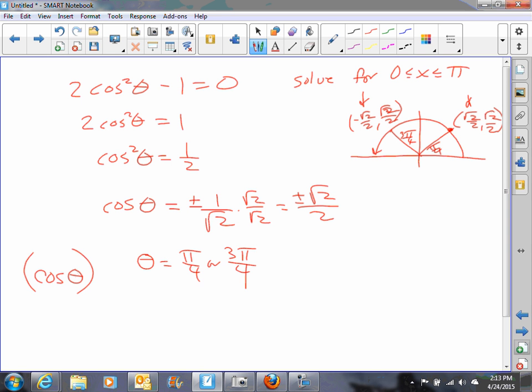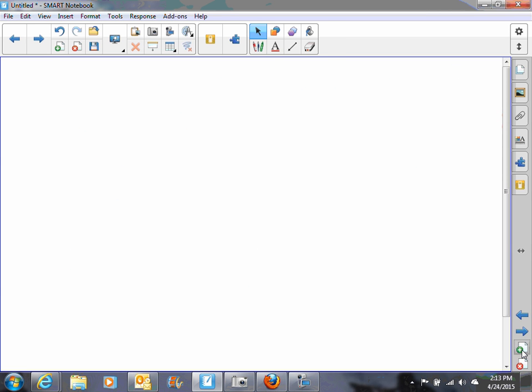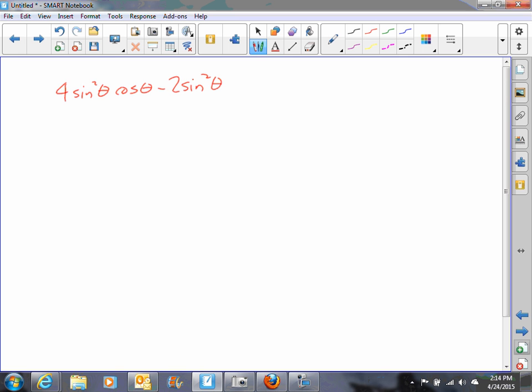And that's a trigonometric equation that we have solved. Now let's take a look at something that gets a little bit more complicated. So what if we have the equation 4 sine squared theta cosine theta minus 2 sine squared theta minus 2 cosine theta plus 1 equals 0.